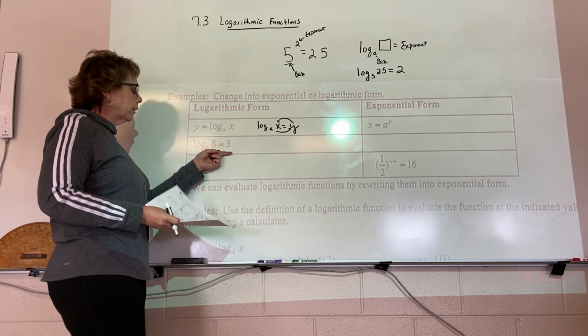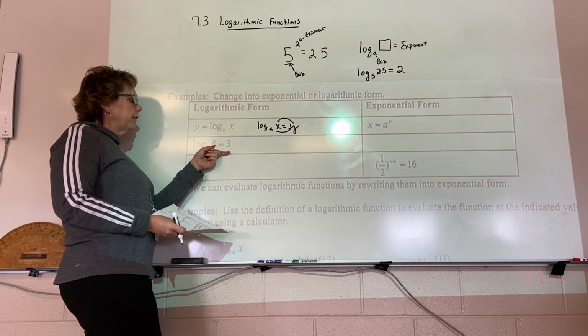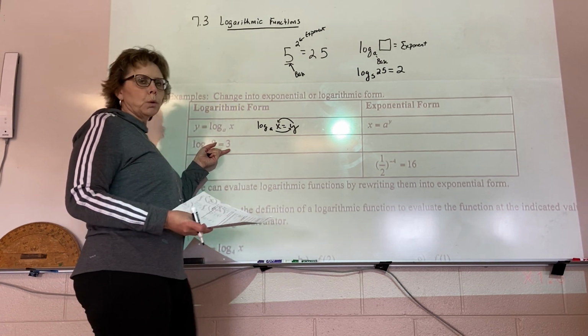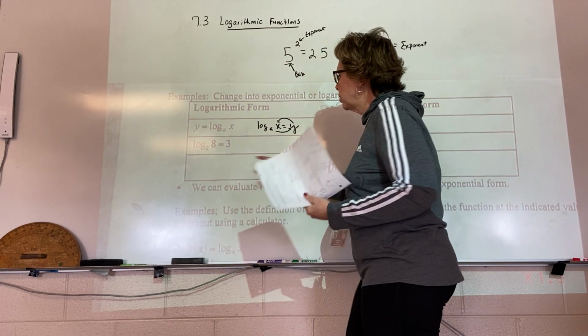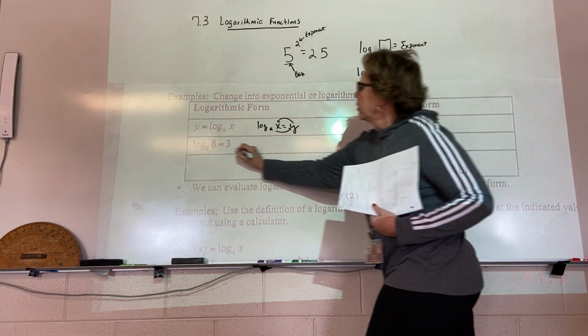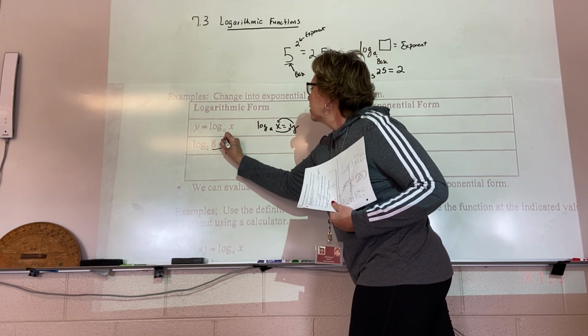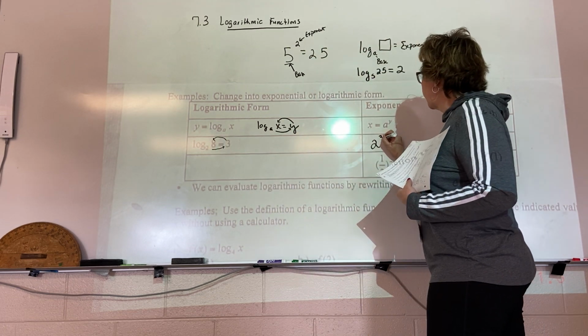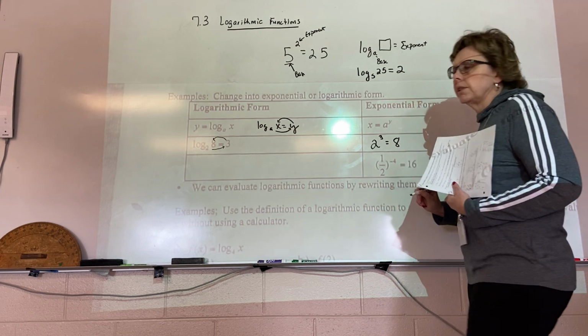All right, so here I've got log base 2 of 8 equals 3. It just wants us to rewrite it. So take your base and go counterclockwise. 2 to the third is equal to 8.